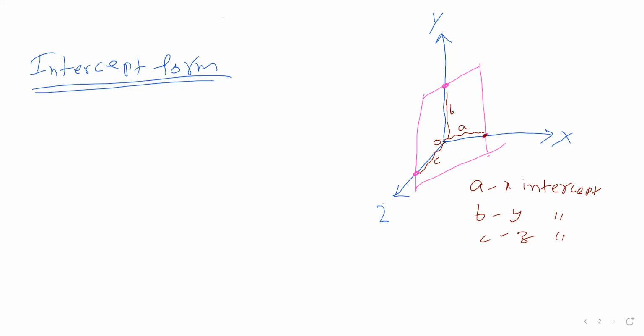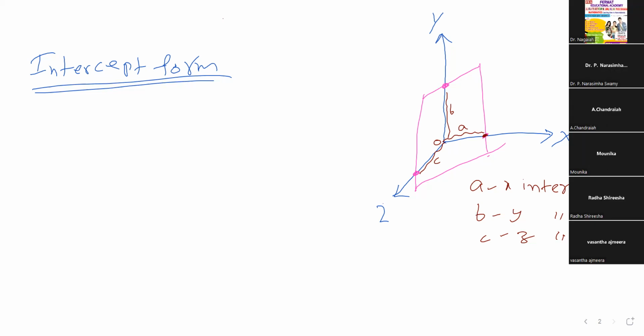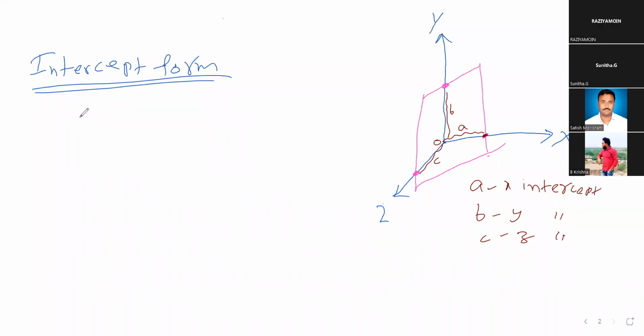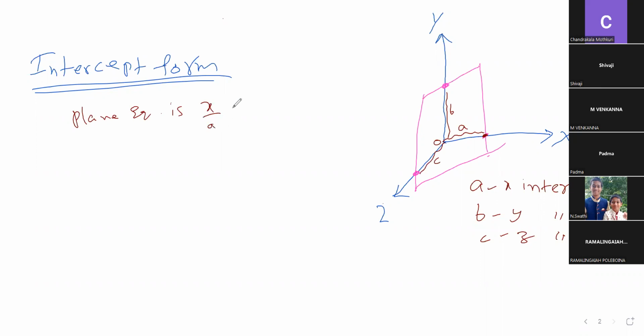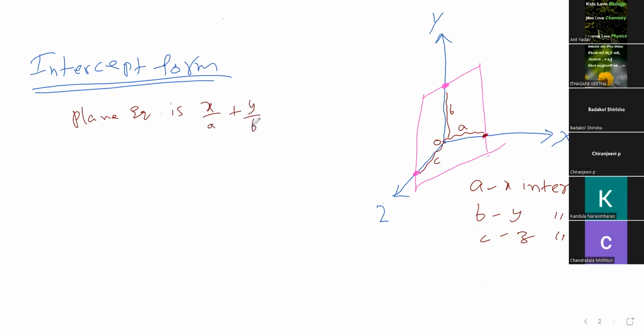So now, when the x-intercept, y-intercept and z-intercept are known to you, then the equation of the plane in intercept form is x by a plus y by b plus z by c equals 1.